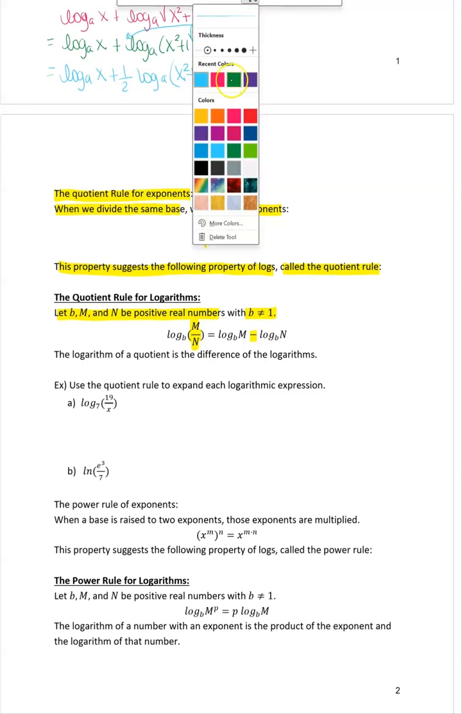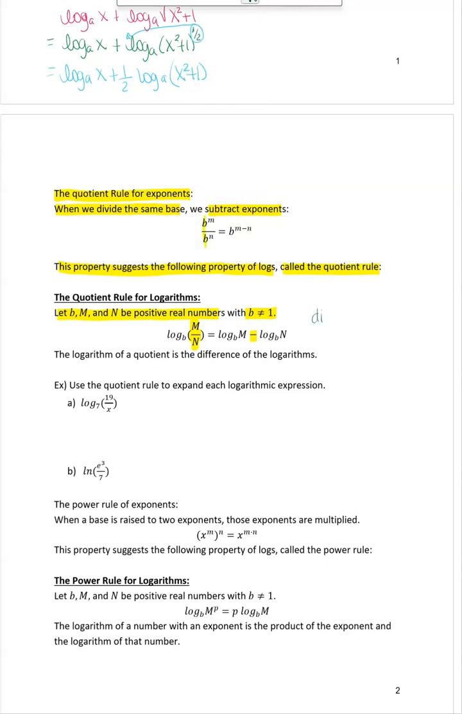So here, division goes to subtraction. Remember, this goes both ways as well, okay? So the log of a quotient is the difference of logarithms.